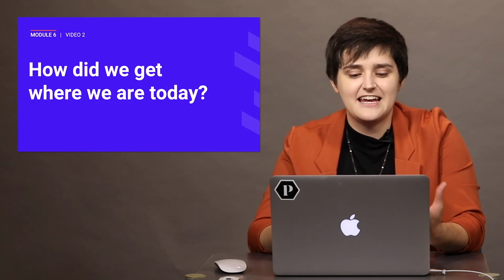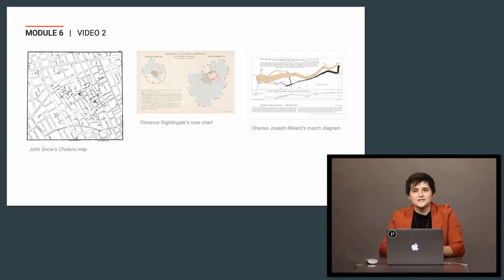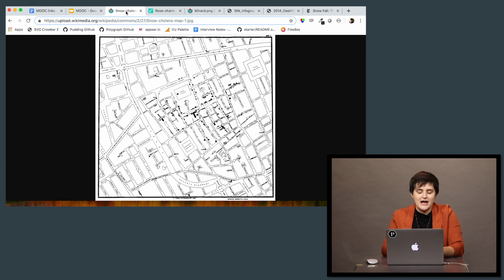So first, let's take a step back. How did we get to where we are today? And I'm going to show you some of the classics, or the titans, the pioneers of data storytelling. First, there's John Snow's cholera map, where he mapped out incidents of the disease and kind of matched them around the central pump house in London.